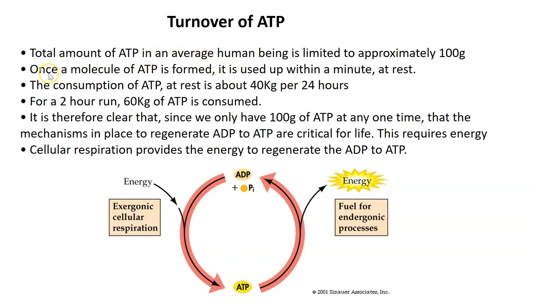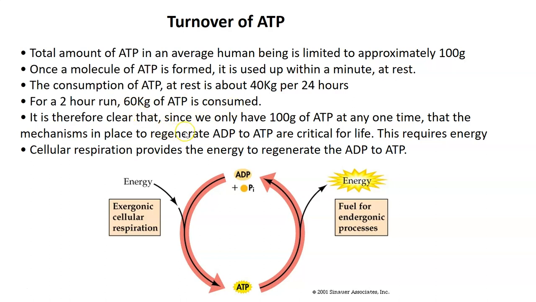Once ATP is formed, we use it within a minute at rest. So what I'm trying to say here is that the amount of ATP we use is way beyond the total amount of 100 grams that we have in our bodies. For a 2 hour run, for example, we would need 60 kilograms of ATP. So 60 kilograms of ATP is consumed. Now, obviously, we don't have 60 kilograms of ATP.